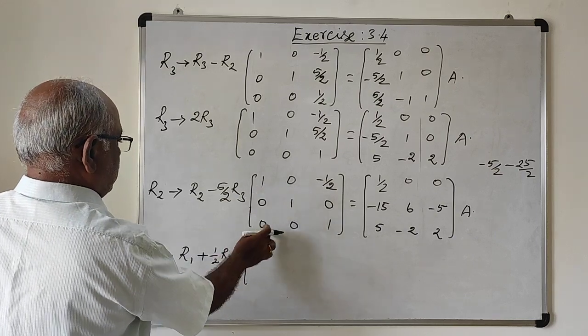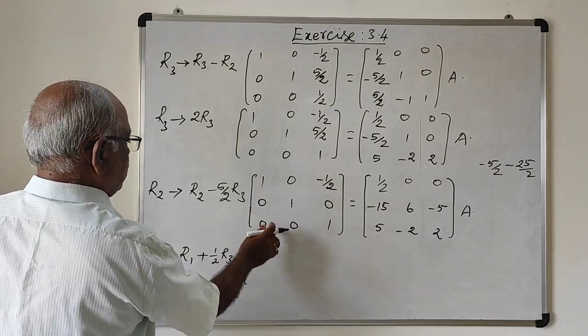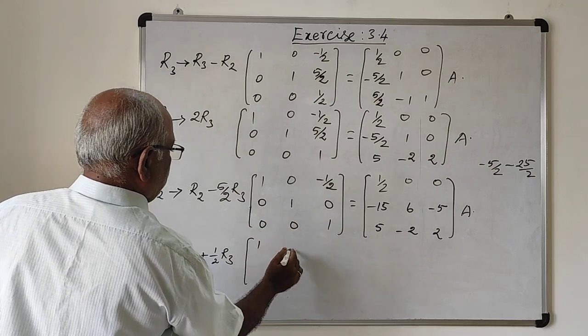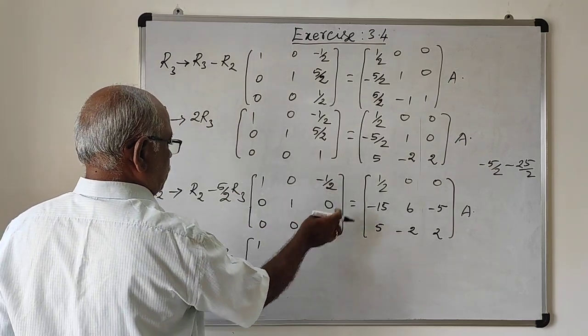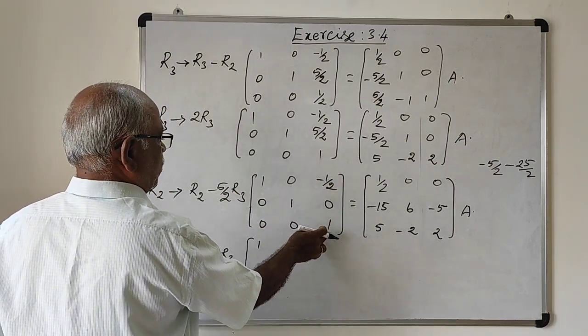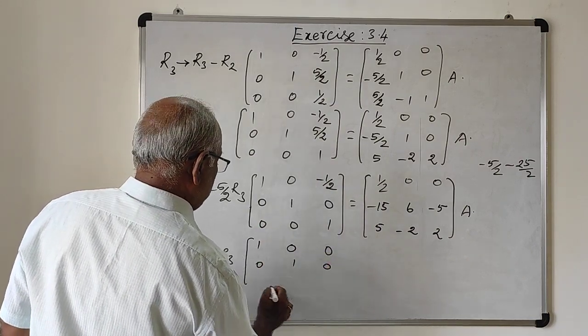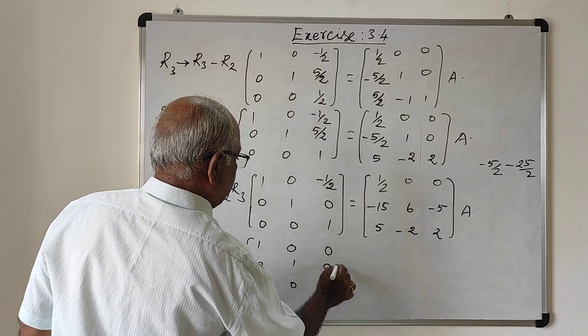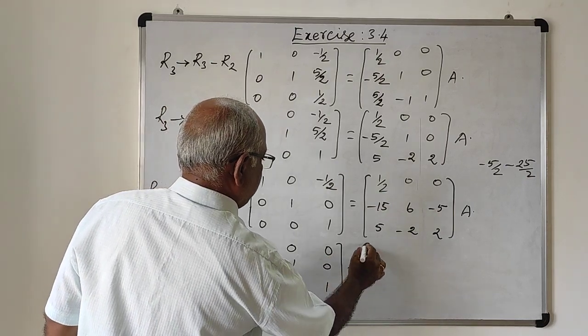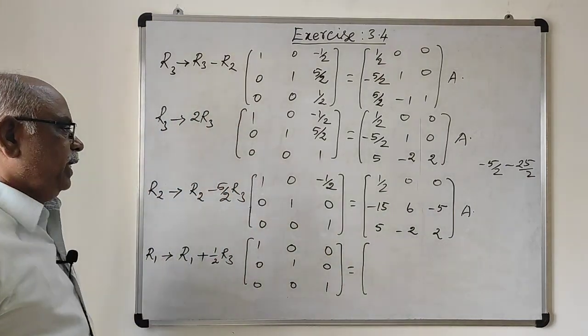1 0 1 plus 1 by 2 R3 is 0. 1 plus 0 is 1. 0 0 0. Minus 1 by 2 plus 1 by 2 into R3 is 1 by 2 plus minus 1 by 2, 0. And 0 1 0 0 0 1. Therefore, the left hand side matrix becomes an identity matrix of order 3.